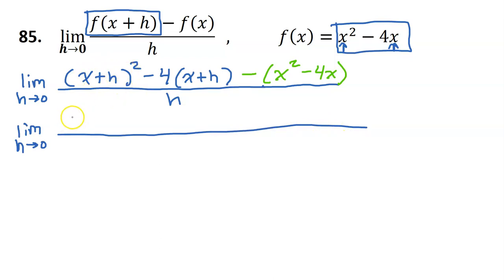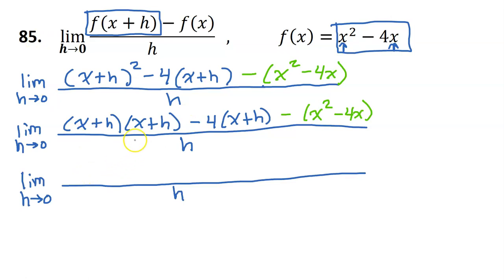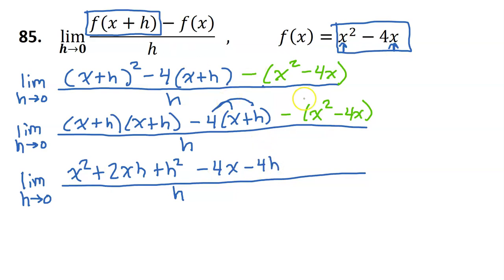I feel like this is going to take a lot of space. x plus h is the same thing as x plus h times x plus h. I didn't want to bore you watching me recopy that, so I did it off camera. Anyway, if I multiply x plus h times x plus h, that's going to give me x squared plus 2xh plus h squared. Then if I distribute right here, I'm going to have minus 4x minus 4h. Then if I distribute here, I'm going to have minus x squared plus 4x.